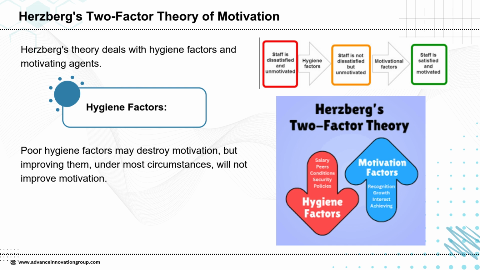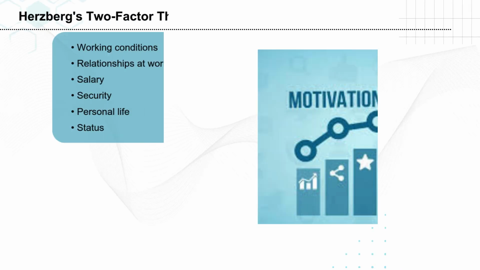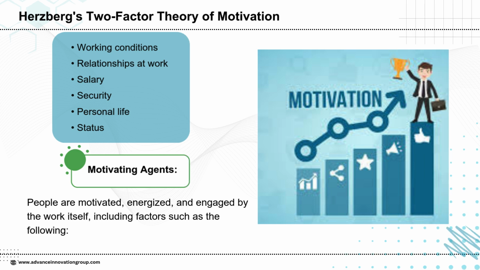However, improving hygiene factors alone will not increase motivation, it will only prevent dissatisfaction. True motivation comes from motivators such as recognition, growth opportunities, challenging work, and achievement. Therefore, managers must ensure that hygiene factors are maintained at an acceptable level while also focusing on motivators to truly engage and inspire employees. Herzberg's two-factor theory highlights that while hygiene factors prevent dissatisfaction, true motivation comes from motivating agents.